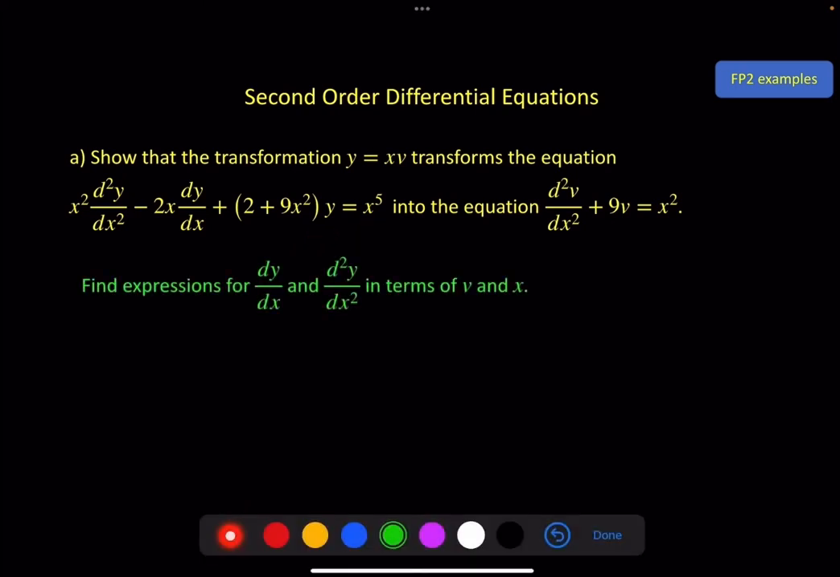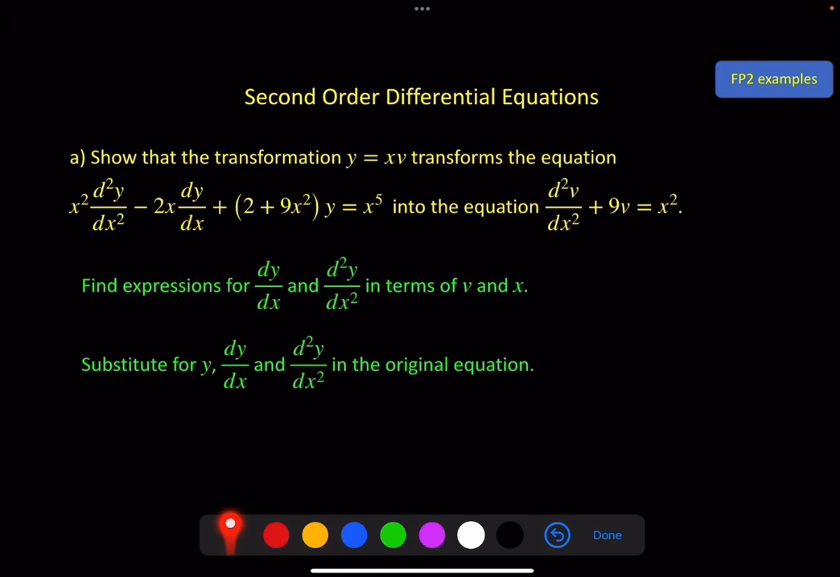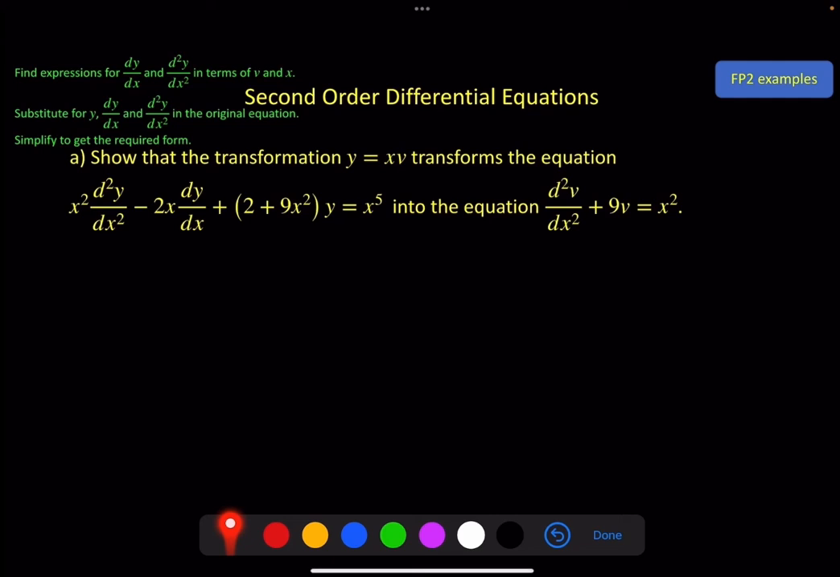So our method, just as with first order differential equations, is to find expressions for the first derivative and the second derivative of y with respect to x in terms of v and x. Then we substitute for those, and also for y given the original transformation, and simplify it to get the required form. Okay, let's do that first.